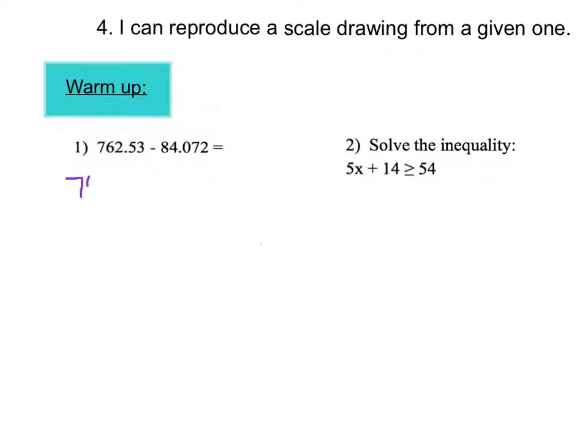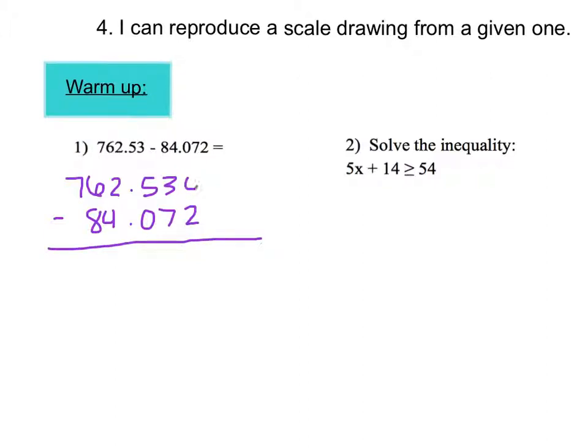So we have 762 and 53 hundredths minus 84 and 72 thousandths. When we subtract, put a 0, and we're going to have to borrow. When we do, we have 8, 5, 4, bring down your decimal, 8, 7, and 6. So we end up with 678 and 458 thousandths.